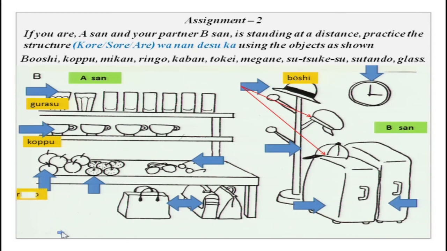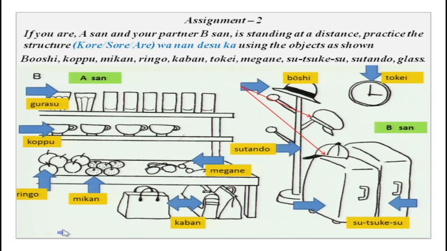We have glass over here for you, then koppu, boshi, ringo, megane, mikan, mikan is orange, kaban, both these are kaban, but this is not a kaban please, tokei, suitcase, stando. Stando is this where you put your coat or your cap, just hang it over there.